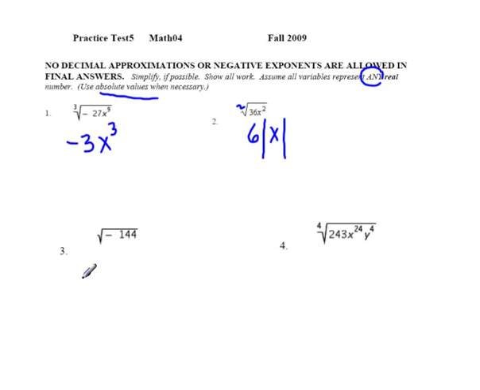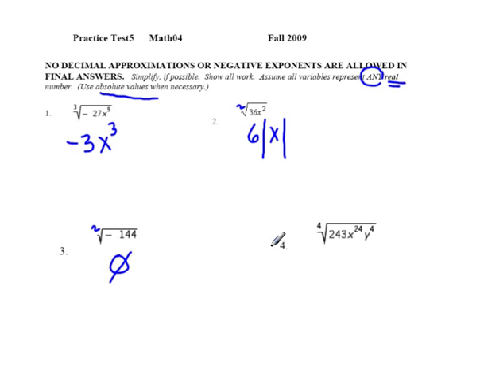Okay, problem number 3. Notice that we are assuming that we have real numbers, and since this is an even root for number 3, we cannot take the square root of a negative number. Not yet anyway, not under the set of real numbers. So the answer to this is no solution, or not possible, however you want to do that. There is no real solution to that.